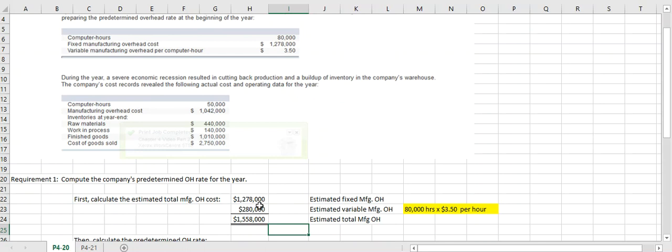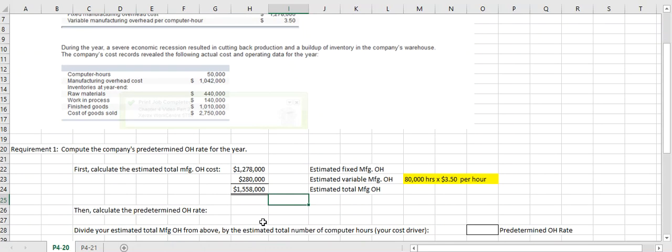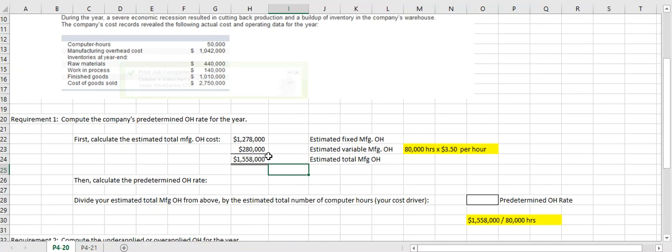So now that I've calculated my estimated variable manufacturing overhead, and I knew my fixed overhead, or estimated fixed overhead, I can get the total estimated manufacturing overhead, which is $1,558,000. Then, using that information, I can calculate a predetermined overhead rate. So the predetermined overhead rate is just the rate that we're going to cost out our overhead every time we use an hour of those computers. So it's an estimate, so we can allocate our overhead throughout the year, just to kind of keep our records up to date.